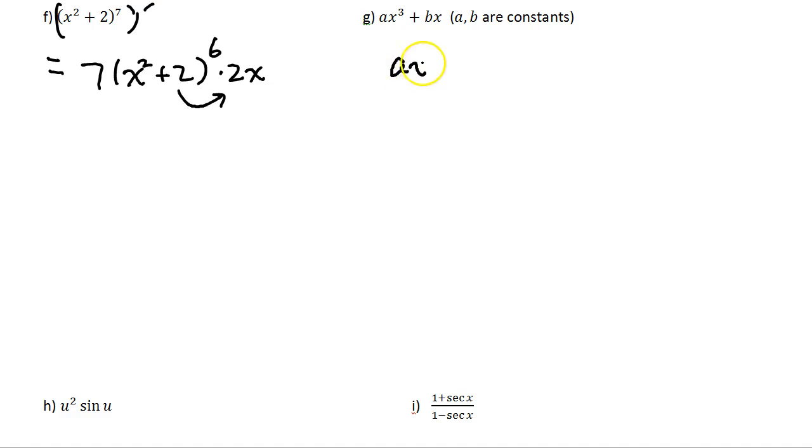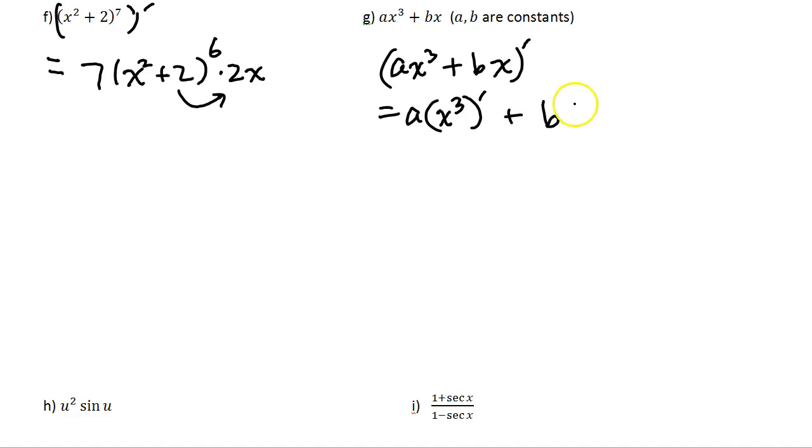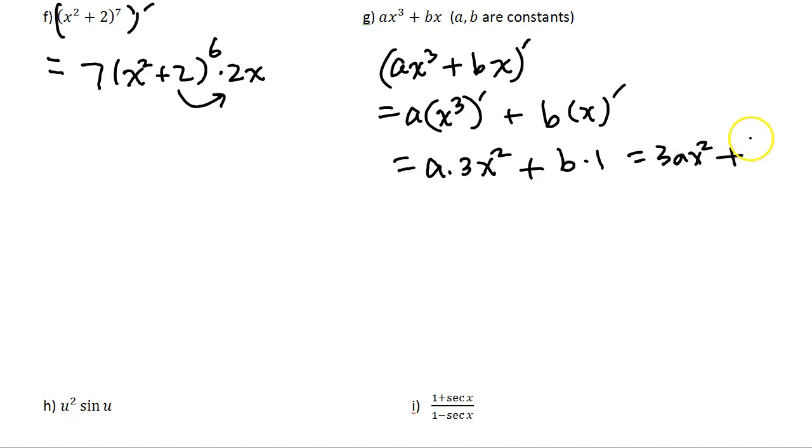How about this? Well, it's actually a really simple question. This is a constant multiple, that's a constant multiple, so you don't have to differentiate them. You can just pull it outside the derivative, and therefore you have a times 3x squared plus b times 1, so that's 3ax squared plus b.